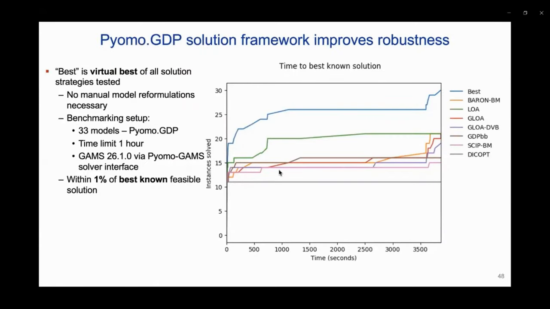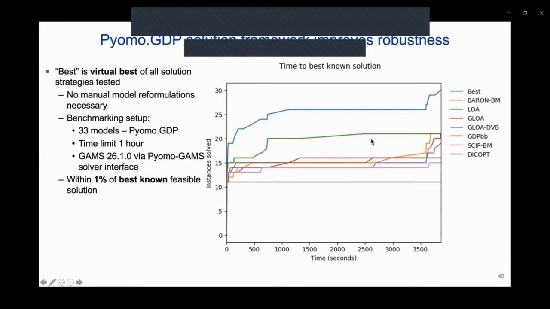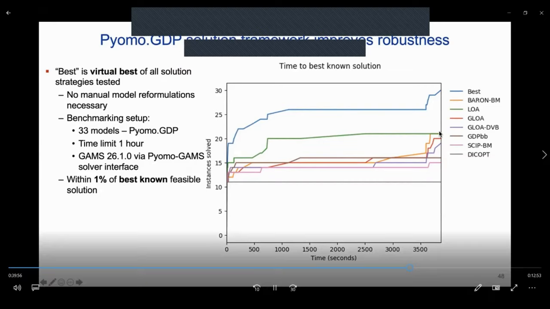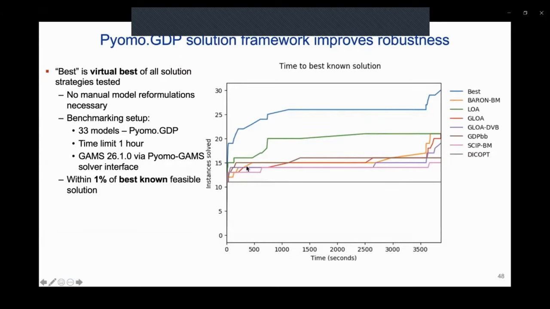And here what we're showing is a set of 33 problems with a limit of 1 hour and within 1% of the best known solutions. So we're plotting time versus the instances that were solved. The blue would be, theoretically, the best one. And you can see the logic-based approximation, the green one, is the one that actually performs the best here. Compared, for example, Baron in this case is the orange at the end; if you give it enough time, then of course it will find the solution.